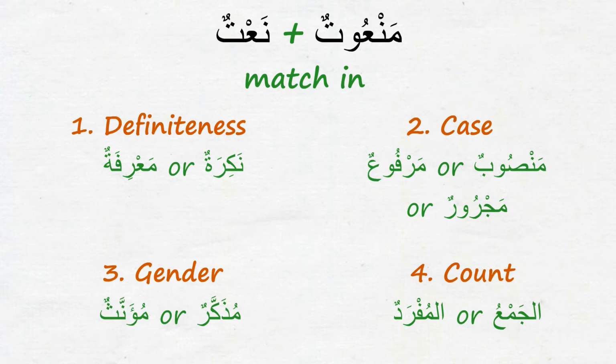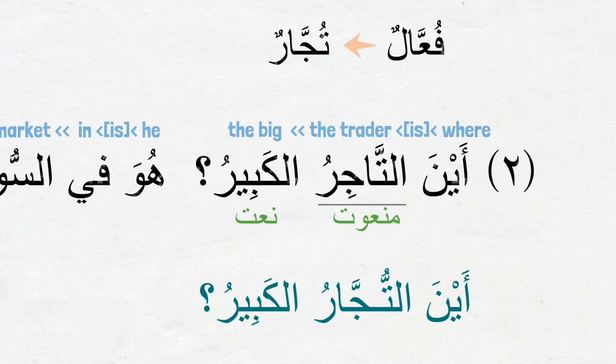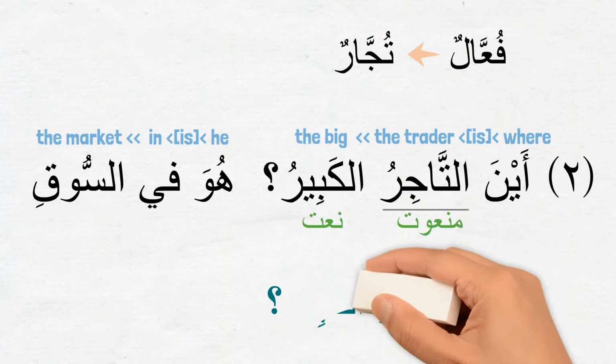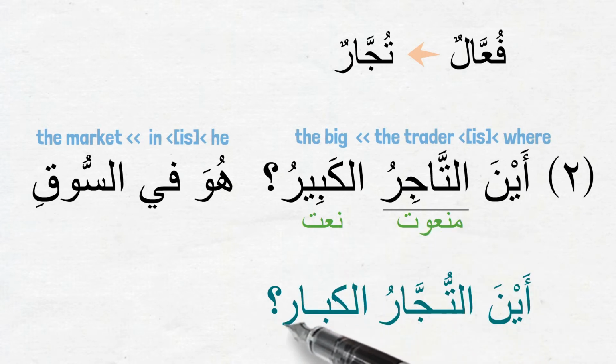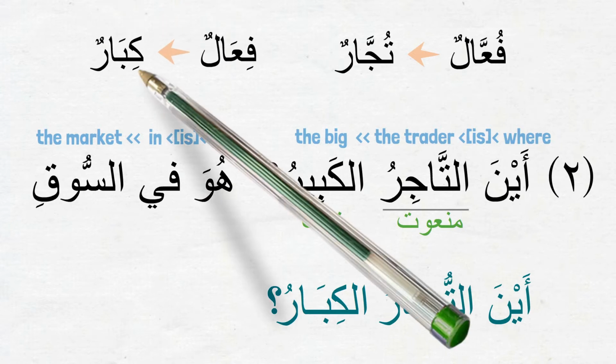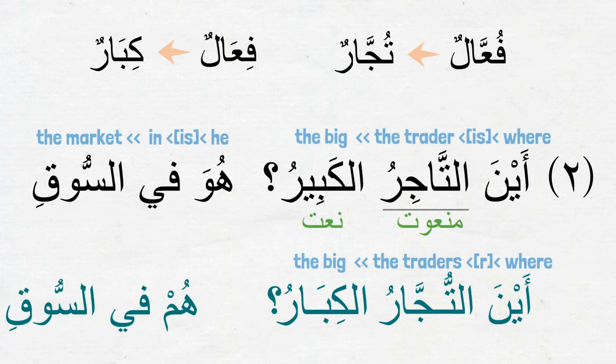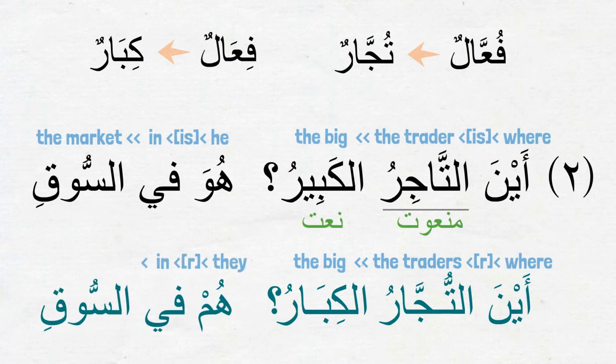And now we are going to see the usage of this last agreement in count between MANUWT and NAAT. The rule is if the MANUWT is plural, the NAAT should also come as plural. So here we should use the plural form of al-kabiru to go with at-tujjaru. The plural is al-kibaru. It is a jam'u taksir with the pattern fi'alun, as in kibarun. So together our new question should be أين التجار الكبار? Where are the big traders? And the answer will be هم في السوق. They are in the market.